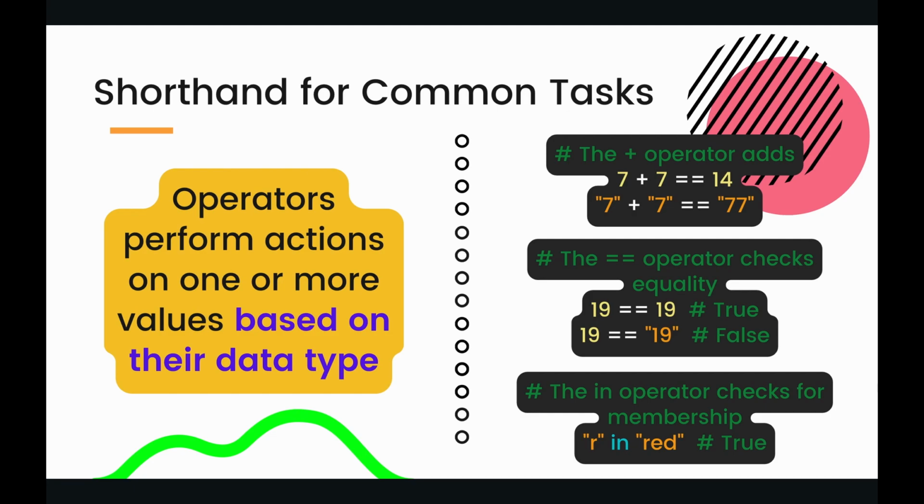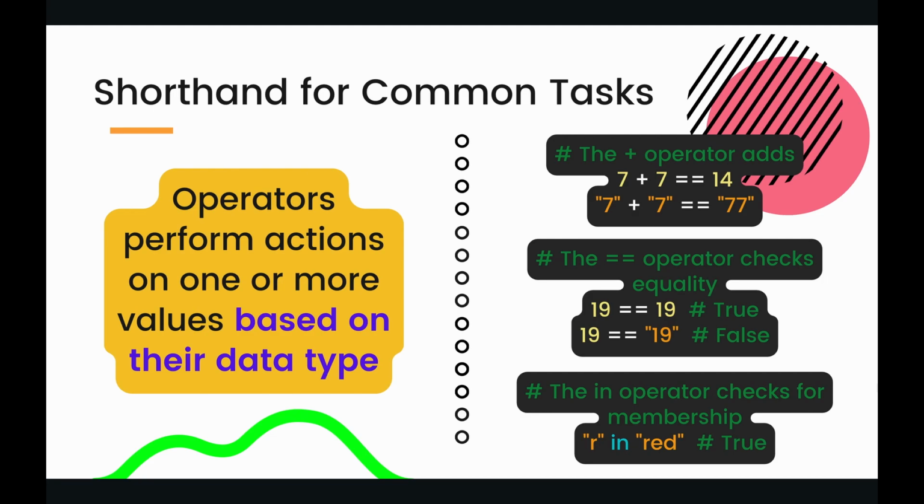However, if we were to say the string 7 plus the string 7, that actually might produce some unexpected results. That would actually produce the string 7, 7. And that is because when used against strings, the plus operator actually does something called string concatenation and smushes the two strings together. So we also have the double equal sign operator, and that will check for equality.